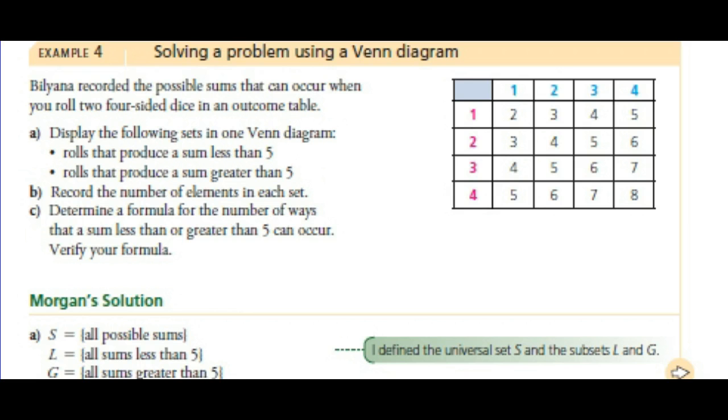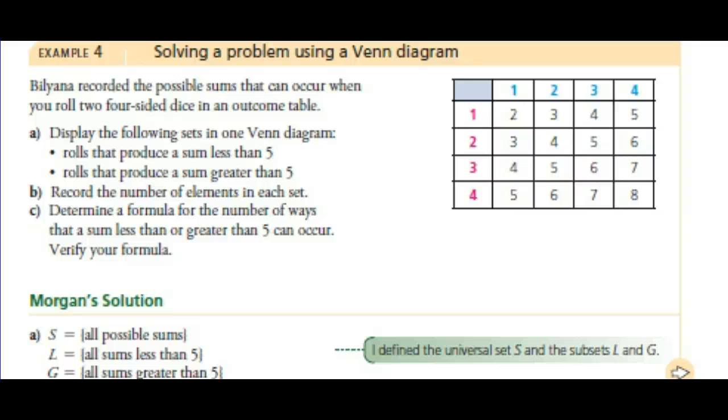Solving a problem. Buyana recorded the possible sums that occur when you roll 2 4-sided dice in an outcome table. Okay, so if you think about it, I've got a blue die and a red die, right? And they go from 1 to 4. So they're shaped like a pyramid. They've got 4 sides, a triangular-based pyramid, not a square-based pyramid. So it's shaped like a pyramid.